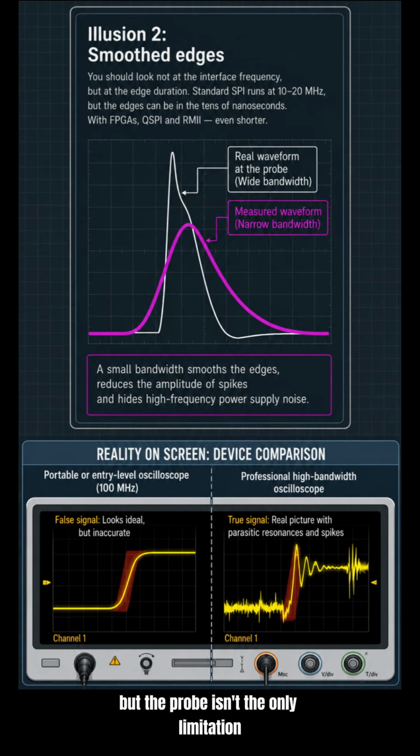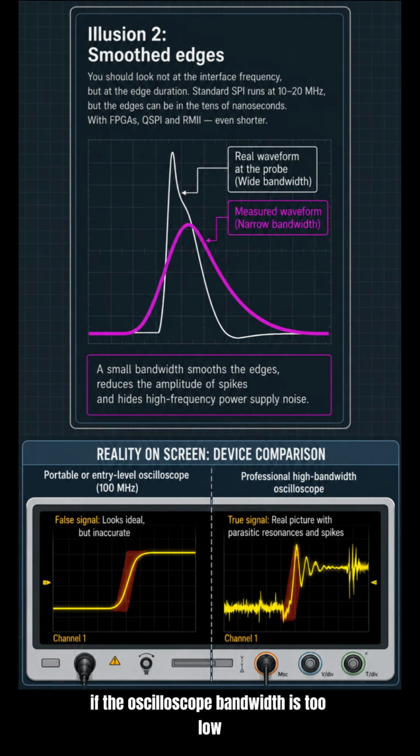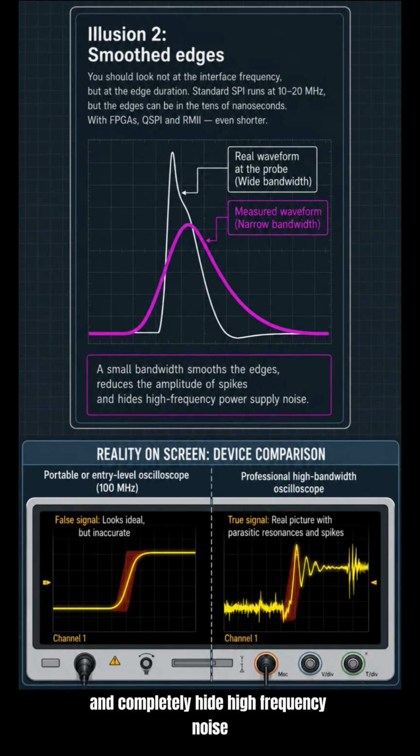But the probe isn't the only limitation. Oscilloscope bandwidth is just as important. Don't focus only on the interface clock frequency. Pay close attention to the signal rise time. A standard SPI interface may operate at only 10 to 20 MHz, yet its rise time can be just a few tenths of nanoseconds. FPGA interfaces, QSPI and RMII signals often have even faster edges. If the oscilloscope bandwidth is too low, it will smooth the signal edges, underestimate voltage overshoot, and completely hide high-frequency noise.